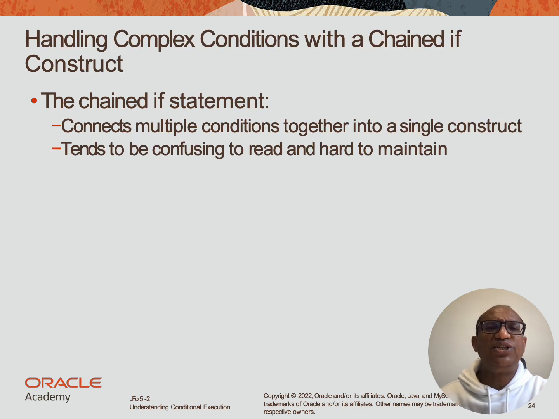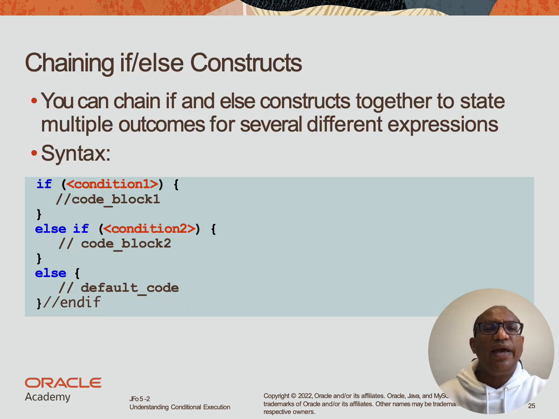For more complex situations, you can chain multiple if-else conditions. This helps your program make more nuanced decisions. A chained if-else construct lets you check several conditions in a row. The syntax for a chained if-else construct is shown in the slide example. Each of the conditions is a Boolean expression.